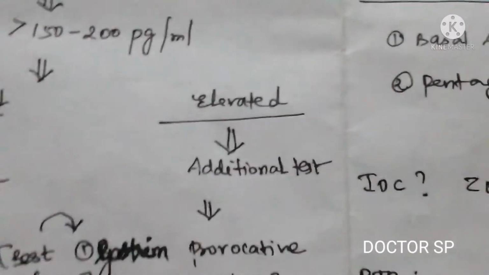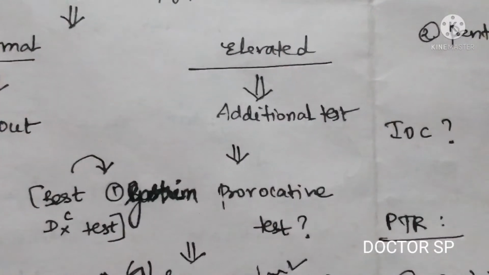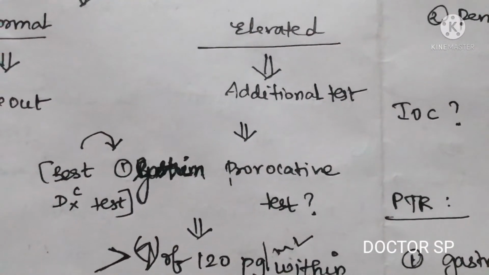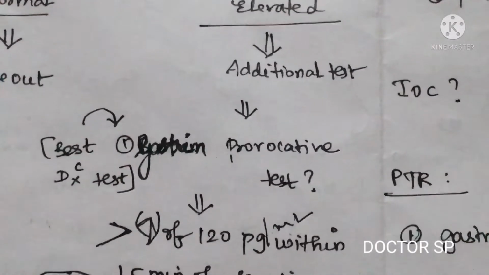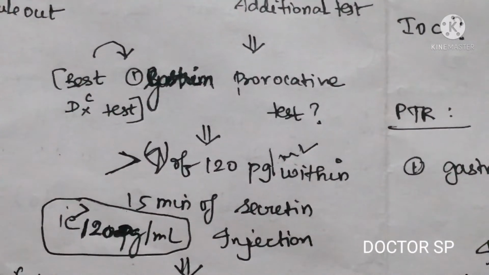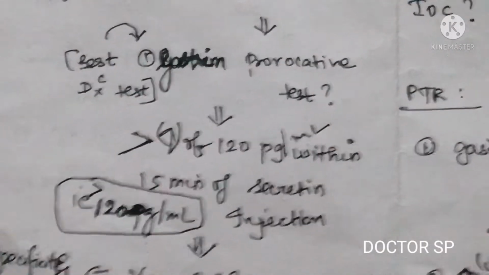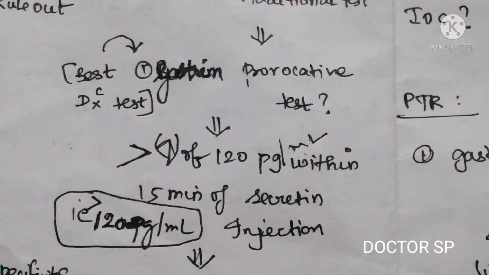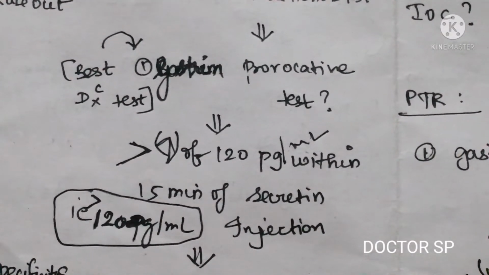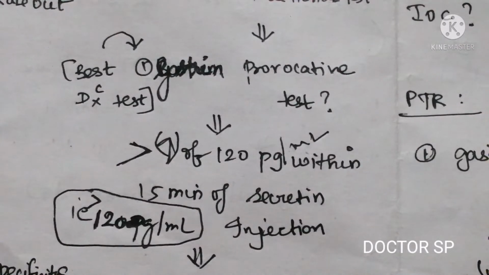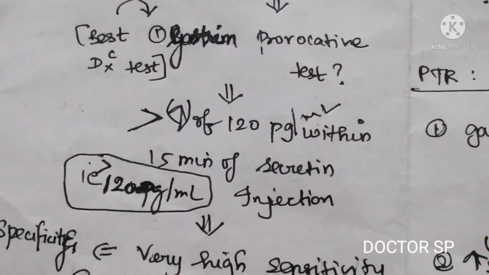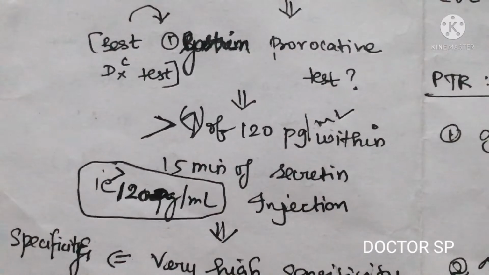But if it is elevated, we need to do an additional test, that is the gastrin provocative test. This one is the best diagnostic test. So if the gastrin level increases by greater than 120 picogram per milliliter within 15 minutes of secretin injection, we need to diagnose this patient as having Zollinger-Ellison syndrome.